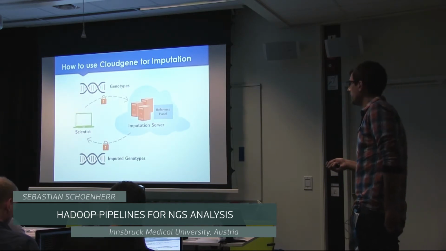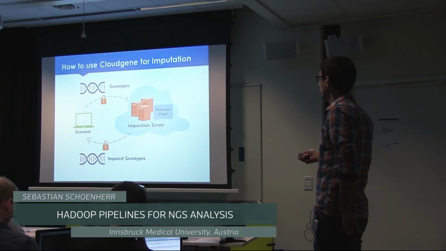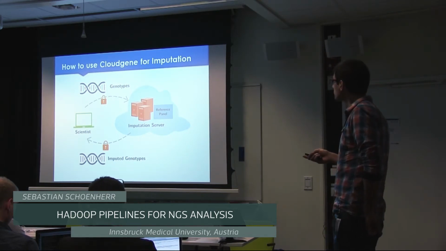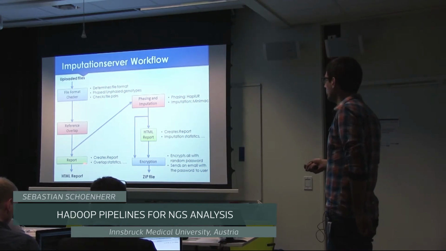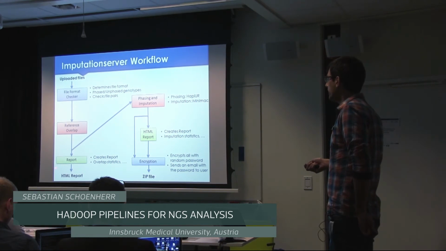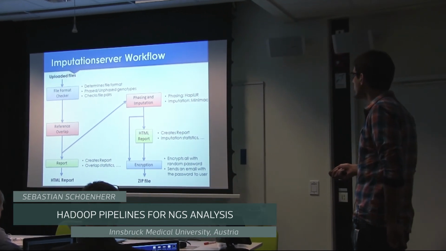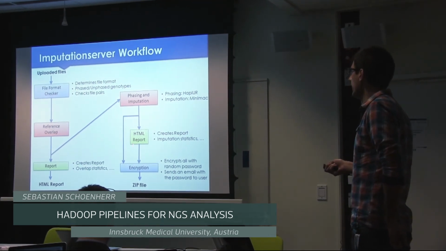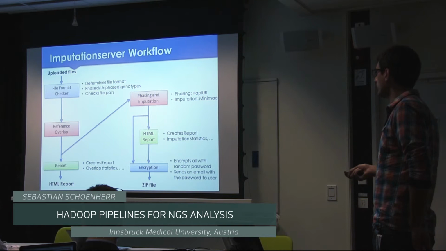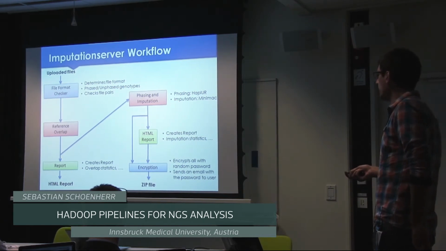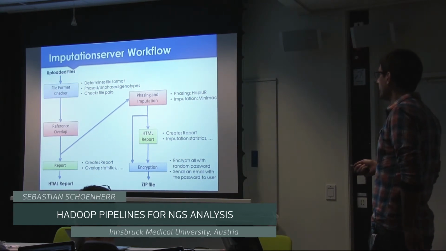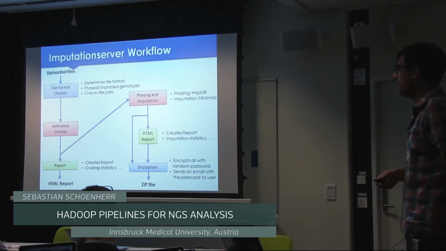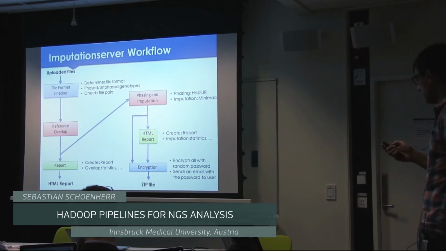The easy picture is that the scientist uploads the VCF file to our imputation server, and he gets the imputed genotypes back. The workflow is a bit more complicated. We have a lot of quality controls included. The user can then download the report to the local workstation. Then we have phasing and imputation. Again, we have the HTML report with all the statistics created during imputation. Then we have an encryption phase as well. The data is encrypted with a random password, and then the user gets an email so that he can download the data from our server.